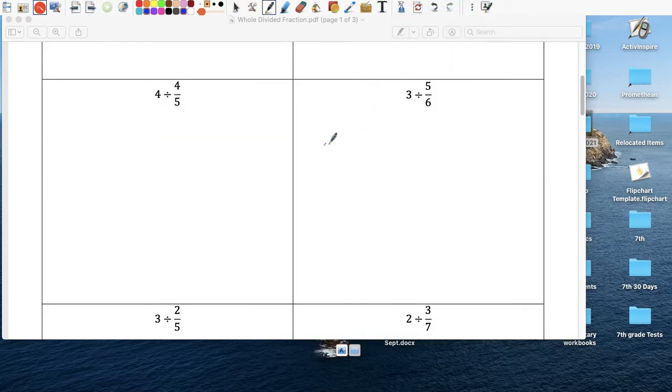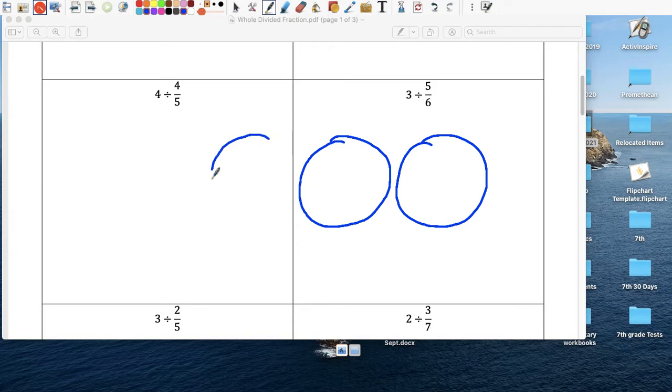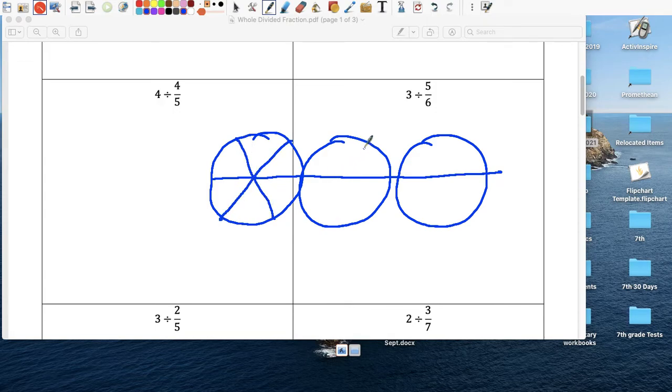Okay, so let's do circles. 1, 2, 3. And now we have to cut into 6. So 6 is not that bad. We're gonna go like this. 6 pedazos. Right? So we're gonna give 5. De 6, vamos a dar 5.